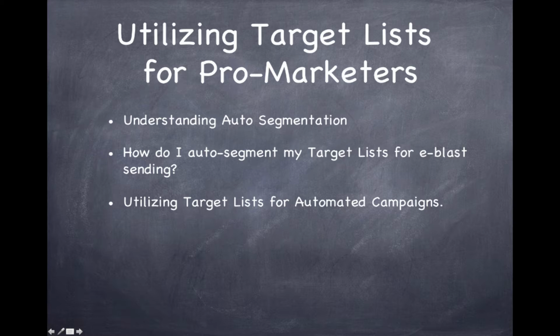And last but not least, we have utilizing target lists for pro marketers. Anyone using Sugar or Suite knows that SugarCRM target lists are really an integral part of data segmentation for both Sugar and Inbox25. When leveraged, they are a really powerful tool for targeted communication, but utilizing target lists for your pro marketer plan has a bit of a learning curve. It's nothing too difficult, and once you understand it, it's pretty much there with you forever. So in this section, we'll discuss how to use target lists for your eBlast and within automation.